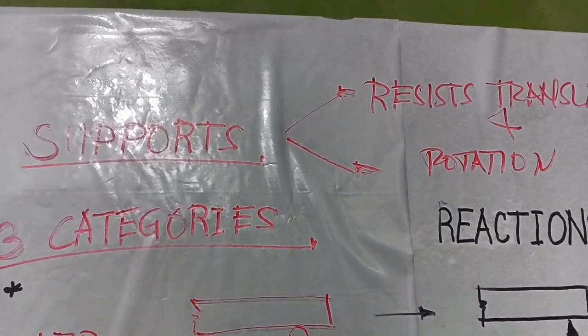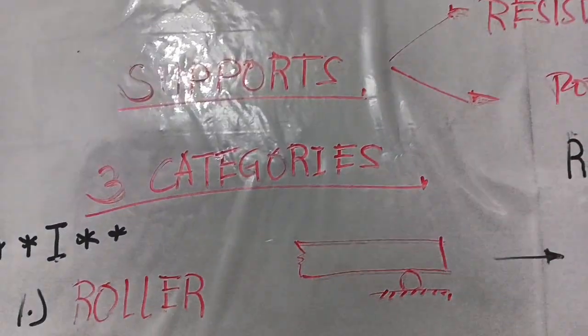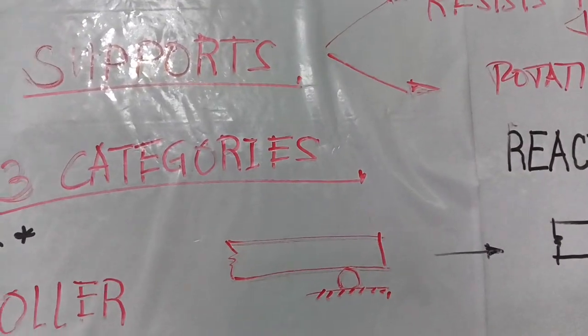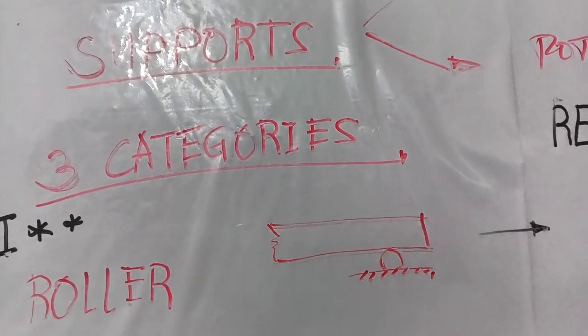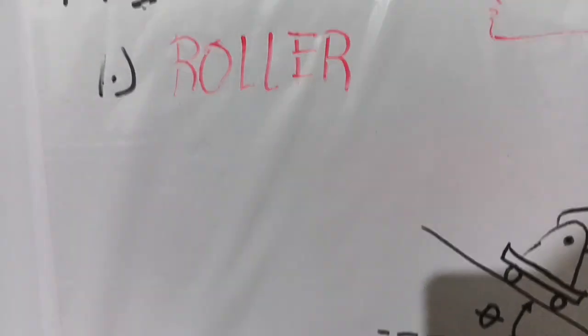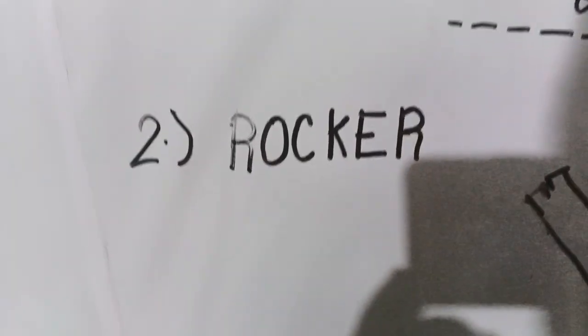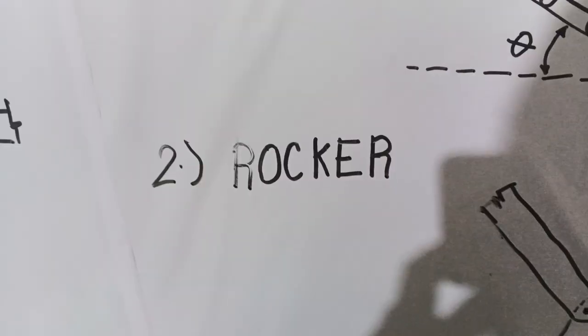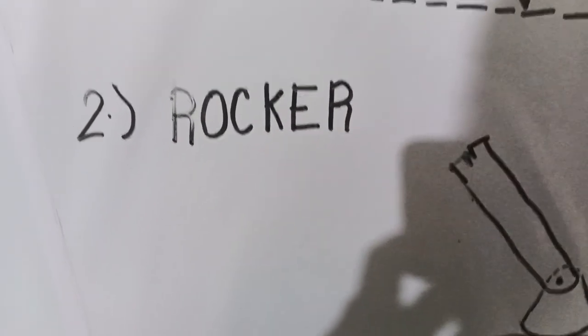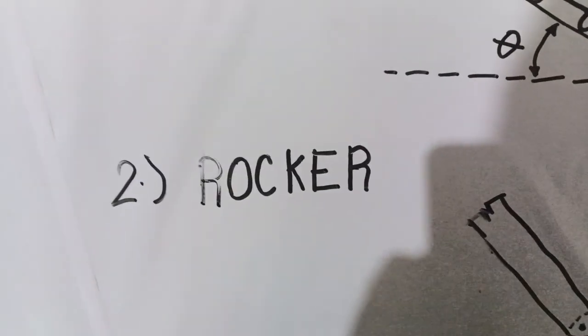Okay, so yan, meron tayong three basic categories, okay, based on the number of reactions na in-exert nila, okay. So meron tayo dun sa unang category natin. So may category 1, tatlo. First is roller, second is rocker. Okay, so and link. Okay, so rocker sa link hindi ko pa nakita sa site, okay? But it's not hard to understand how they work. Okay? So para lang din silang roller. Okay, so meron tayong drawing diyan.